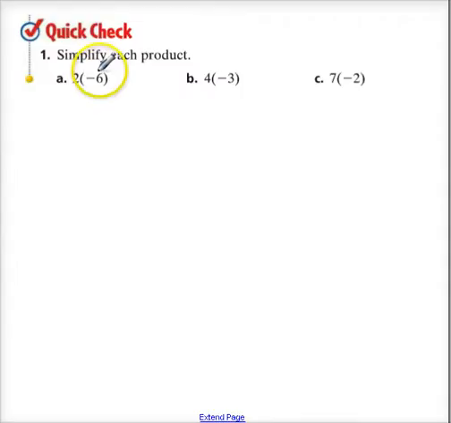2 times negative 6. I see one negative, so my answer is negative, and I just multiply the numbers. 2 times 6 is 12, negative 12. 4 times negative 3, negative 12. 7 times negative 2, negative 14.